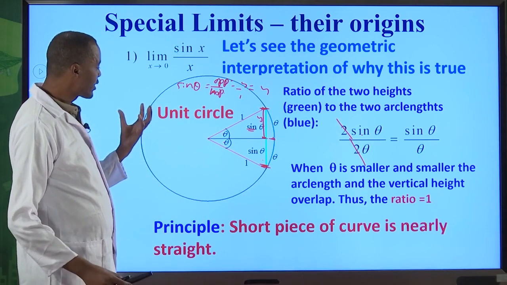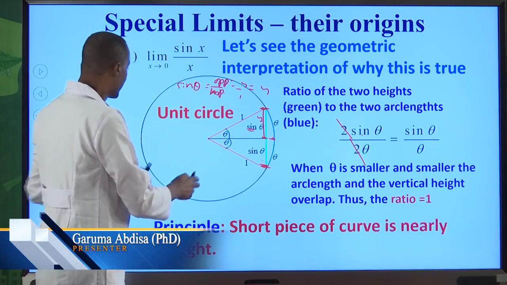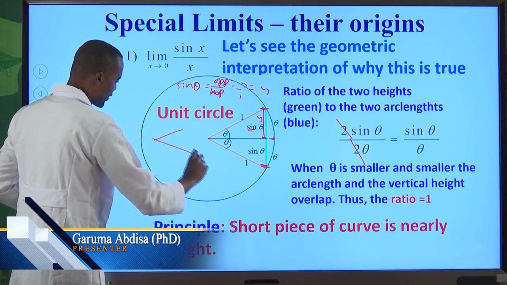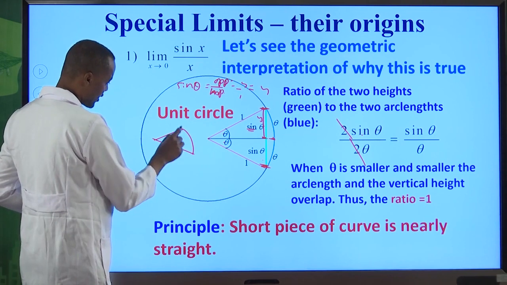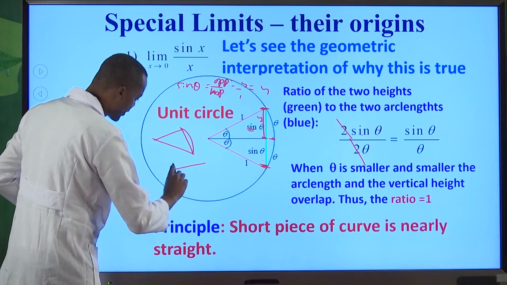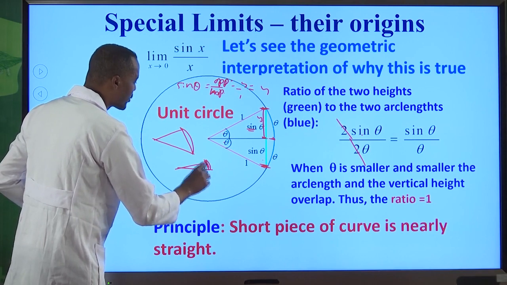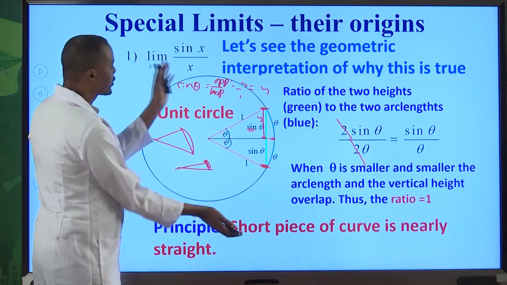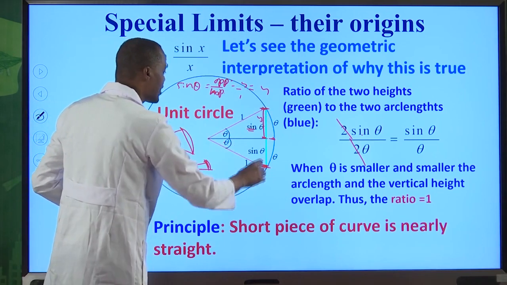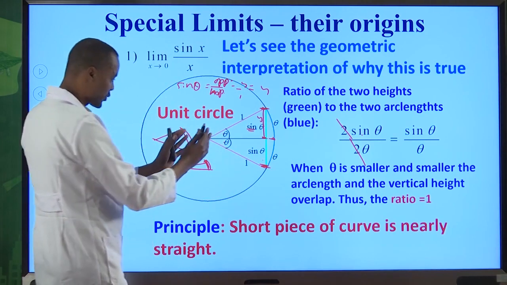It is quite natural to think that when this angle becomes smaller and smaller, for example, if I make the angle a little larger, this curve and this straight line are a little further away from each other. But if I make the angle smaller, this curve and the straight line now would tend to overlap. So as you make the angle sufficiently small, the green line and the blue outer line, that is the curve, would be almost the same.